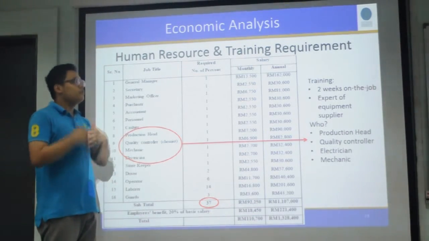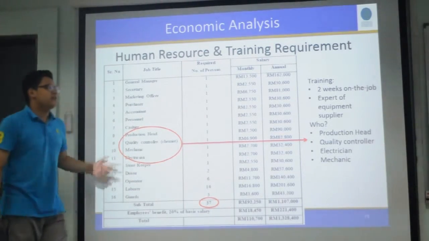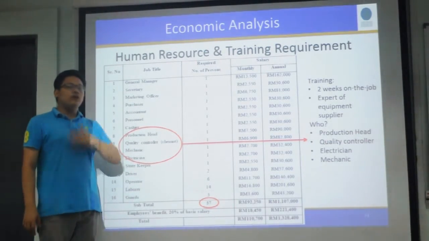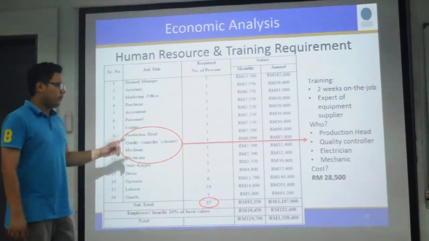Who should be trained? It will be the production head, quality controller, mechanics, and electricians. And the cost of training will be around 28,500 ringgit.